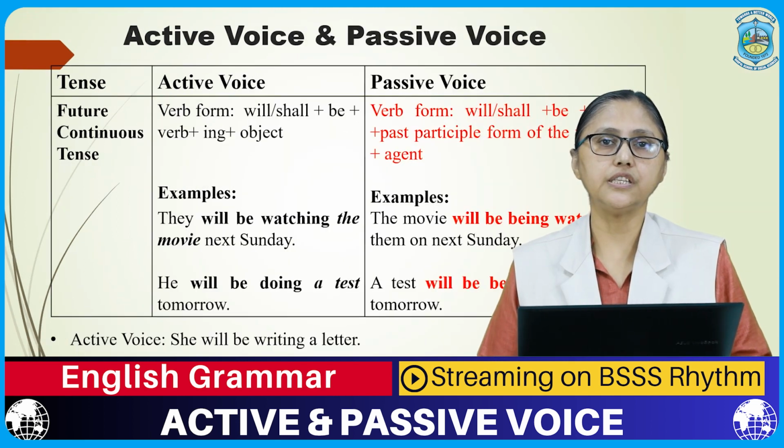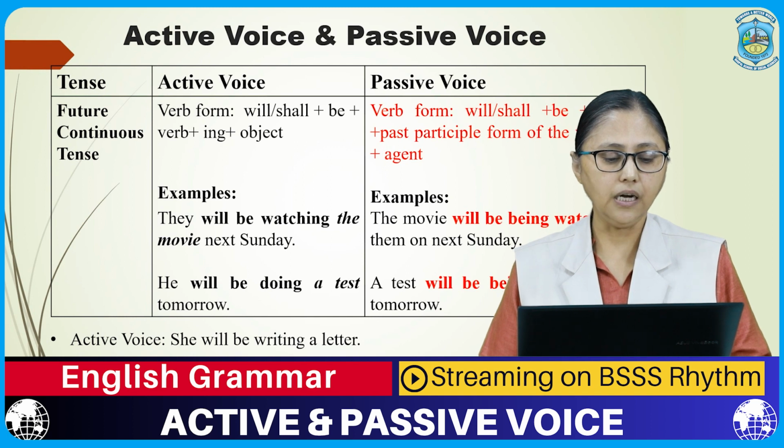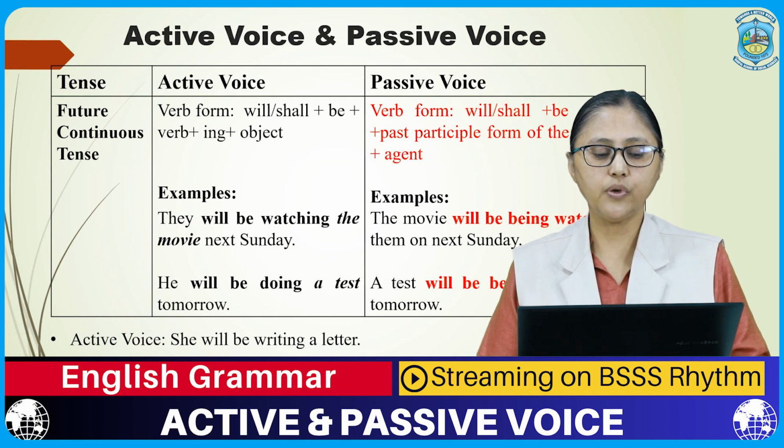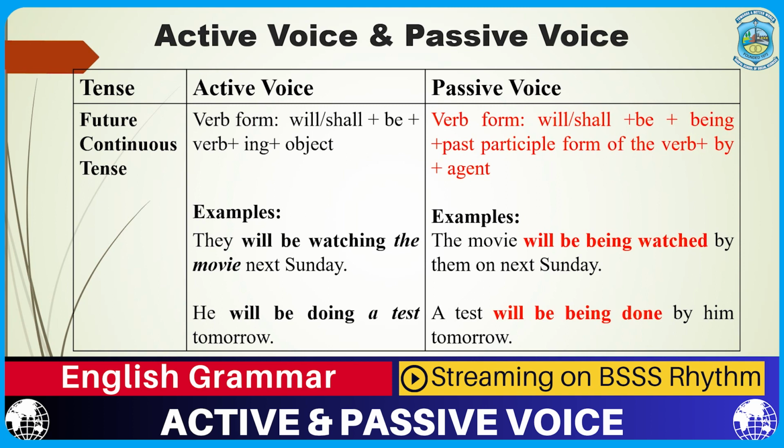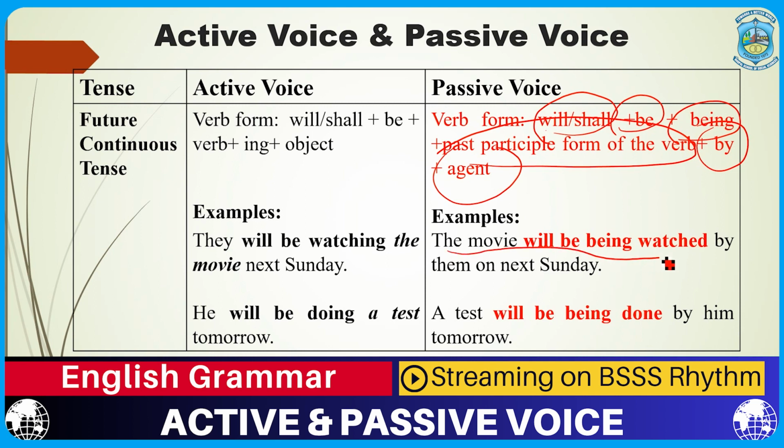Then we have future continuous tense, and the two sentences are: They will be watching the movie next Sunday. He will be doing a test tomorrow. And we will change them into passive voice by applying this formula: will or shall plus be plus being plus past participle form of the verb plus by plus agent. And now the sentences in passive voice are: The movie will be being watched by them on next Saturday. A test will be being done by him tomorrow.